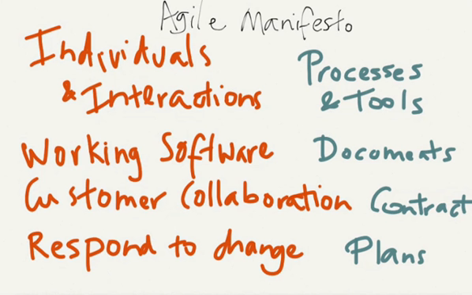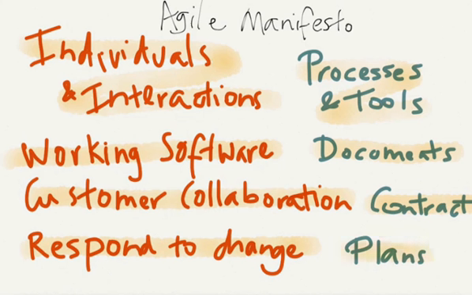Agile software development places more emphasis on individuals and interactions over processes and tools. It places more emphasis on developing working software over producing extensive documentation. Agile software development encourages customer collaboration rather than negotiating contracts and agreements. Agile software development responds to and embraces change as opposed to following plans.